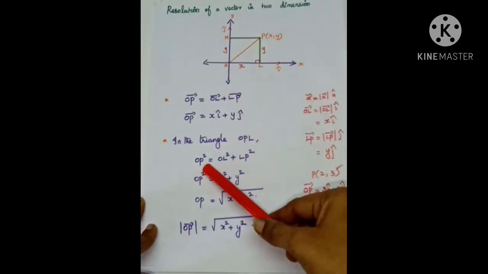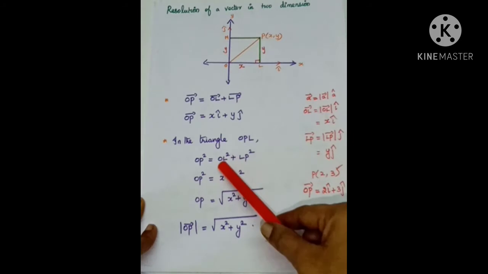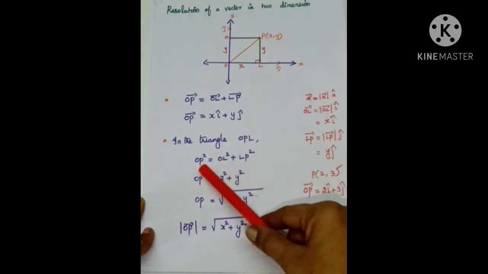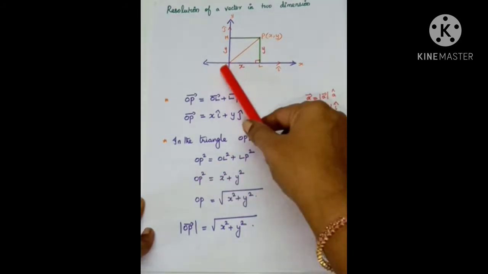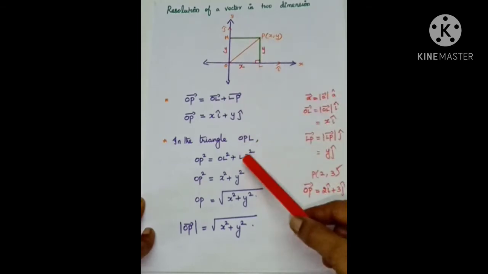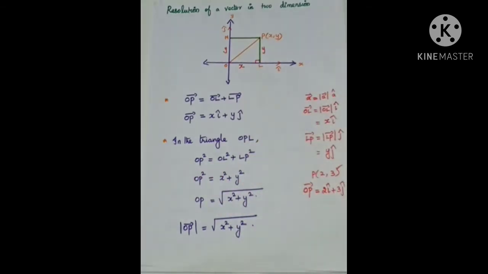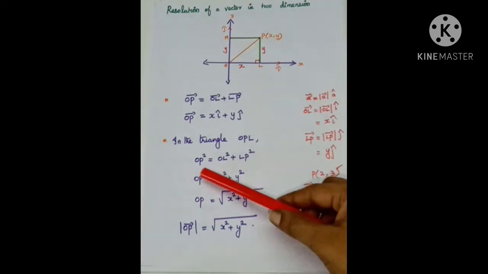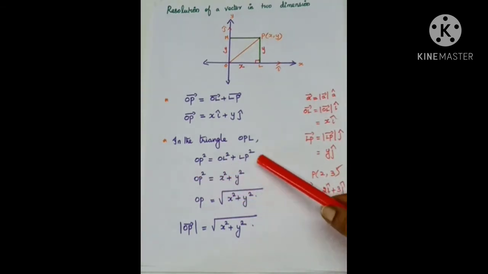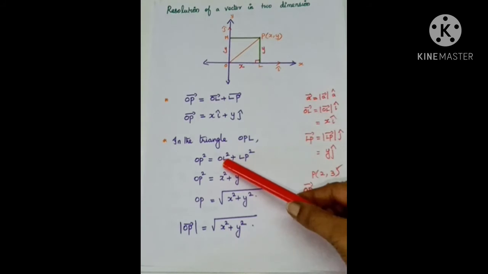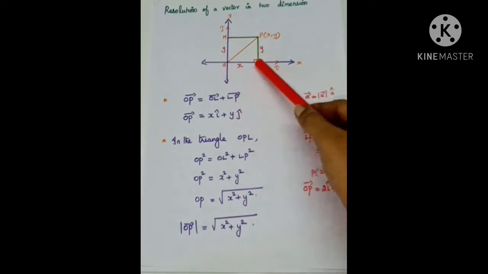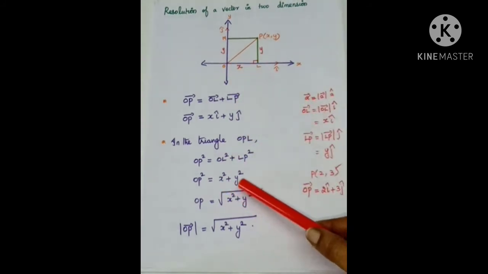So OP squared is equal to, that is, the square of the hypotenuse is equal to the sum of the squares of the other two sides. So OP squared is equal to OL squared plus LP squared. Here I didn't use vectors, just simply the lengths, using the Pythagoras theorem. OP squared is equal to OL squared plus LP squared. What is OL? OL distance is x, so it is x squared plus y squared.